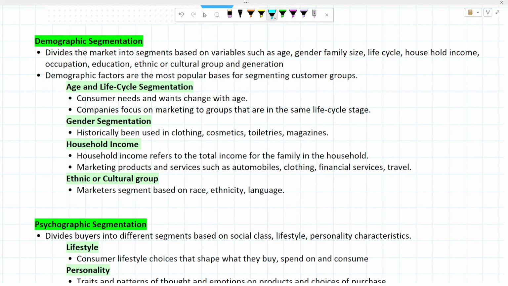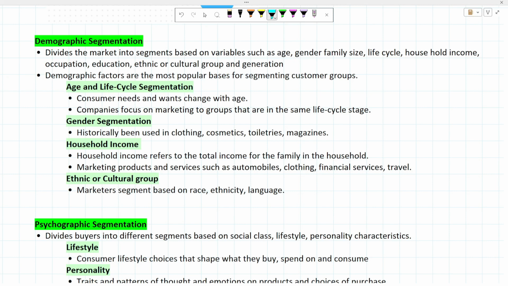You have age and life cycle segmentation. Consumer needs and wants change with age. So depending on your age, if you're an older person, you might want something different than a younger person. Companies focus on marketing to groups that are in the same life cycles. So let's target 20-year-olds or 30-year-olds or those in their teens. Gender segmentation has historically been used in clothing, cosmetics, toiletries, and magazines.